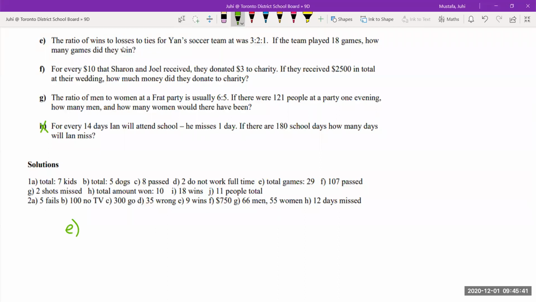What we're going to do first is we're going to write the words wins to losses to ties and then the numbers. What I'm just going to do is I'm going to take a picture so I can scroll down and I can look at my phone. Okay, there we go. Okay, so I'm just going to scroll down.